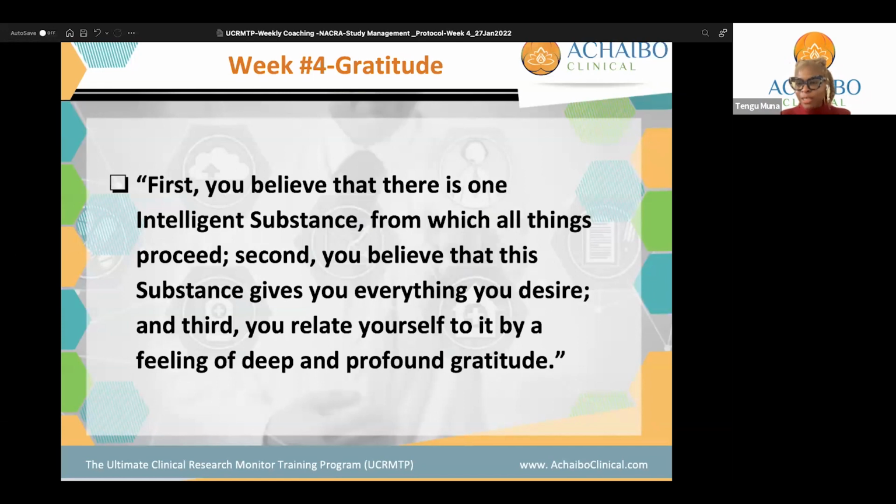When you sleep at night, your heart is beating. You're not in control of that, right? So there is a substance from which all things proceed. And then it gives you everything you desire. So everything has already been given. When Neville Goddard says creation is finished, he says that there's already a prototype of everything.